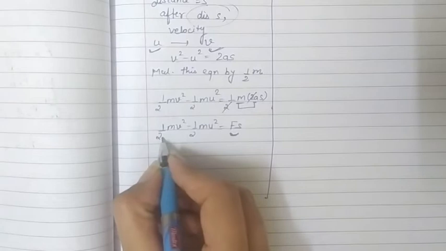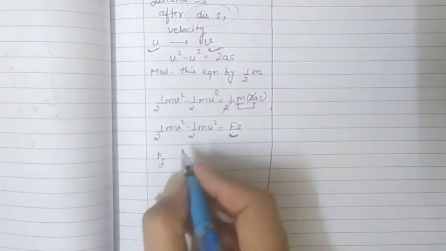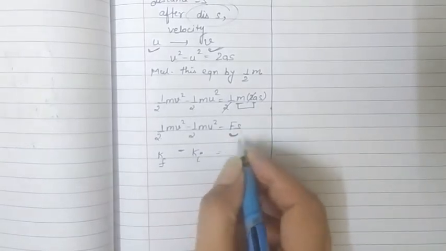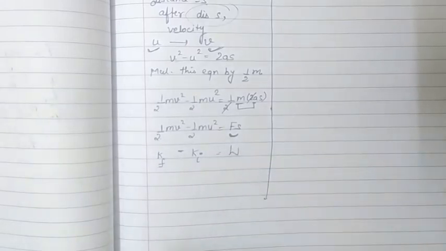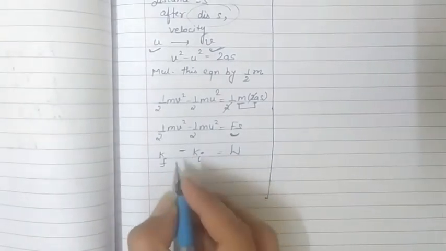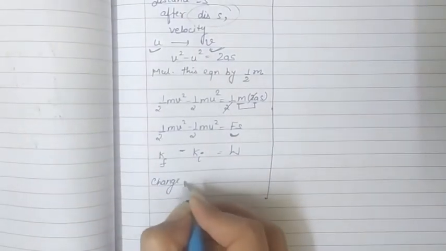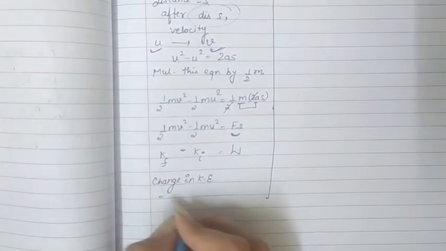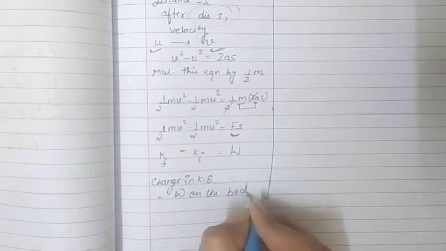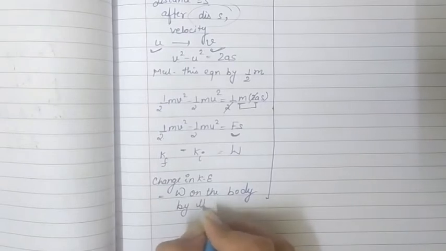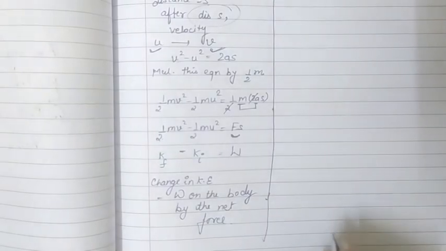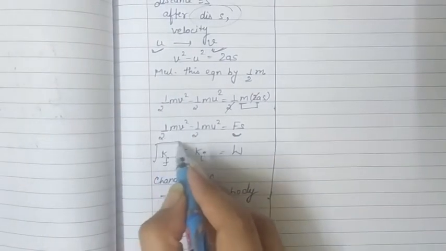So this is final kinetic energy, I am writing it as Kf, minus, here we have taken initial velocity, so this is initial kinetic energy, and on the right hand side force into distance is the work done W on the body by the net force. And this shows that the change in kinetic energy, left hand side, is equal to the work done on the body by the net force. So this is how we can prove work energy theorem for a constant force acting on a body.